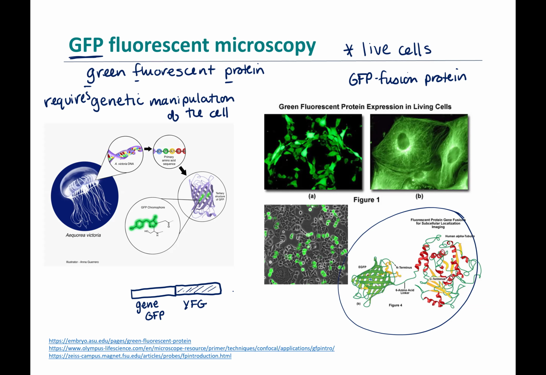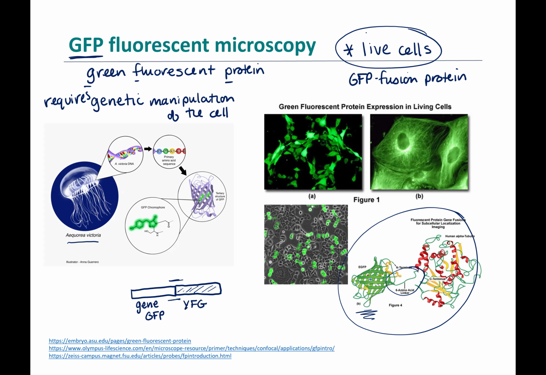GFP was found in Aequorea victoria, a jellyfish that naturally fluoresces. And then we took advantage of this fluorescence and have sequenced it and figured out how to, like I said, attach it, fuse it to another protein. The beauty is, like I said, you can see live cells because you're not having to get any fluorescent dye or antibodies into that cell. So it's a really powerful technique.